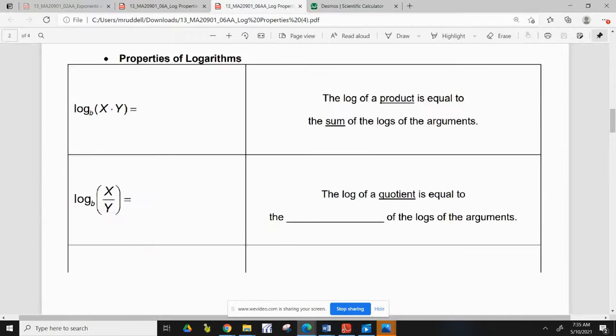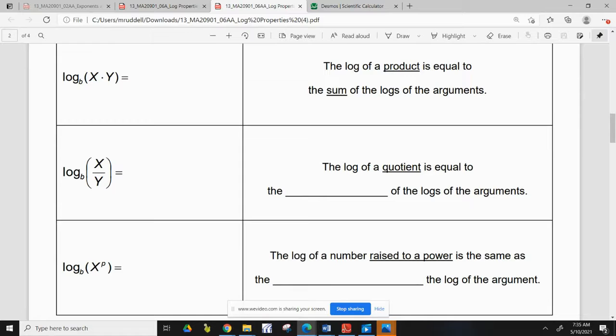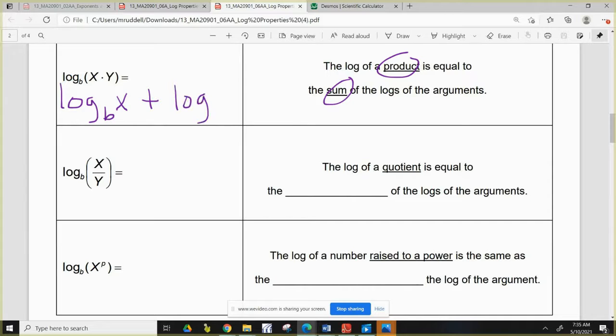Okay, this is a summary of our properties of logarithms. So here, x and y are called the argument. What's done with this x and y? They're multiplied. Product goes with sum, multiply goes with add. So you have log base b of x plus log base b of y.